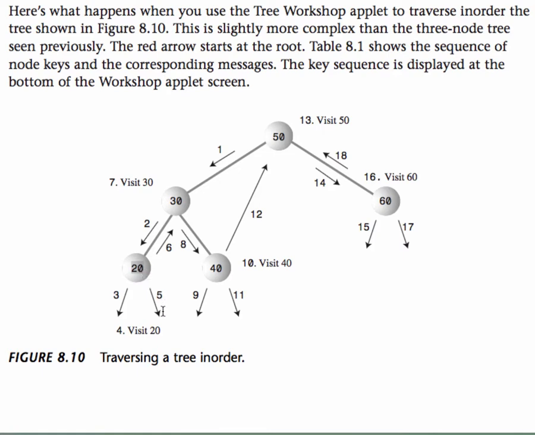Then the next thing is we're going to try to go to the right. That's going to take us nowhere. At this point, we're done with this one. We're going to return back to this one. After we come back to this one, we're going to visit the 30. Then we're going to go to the right. Then we're going to try to visit this. There's nothing here. We're going to show the 40.